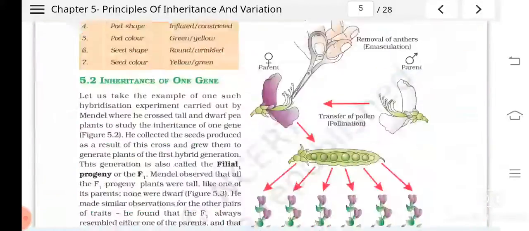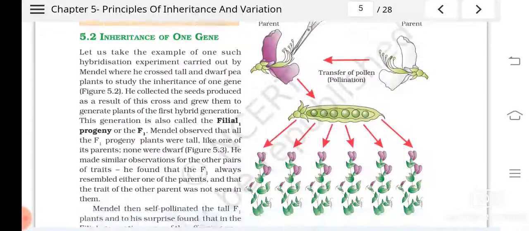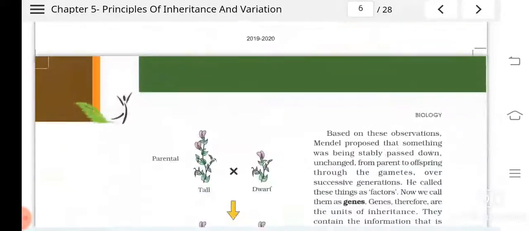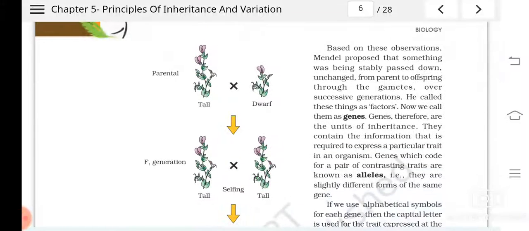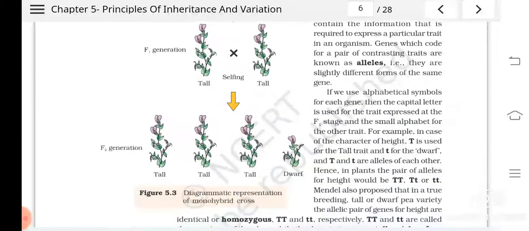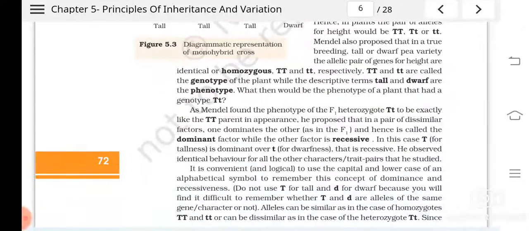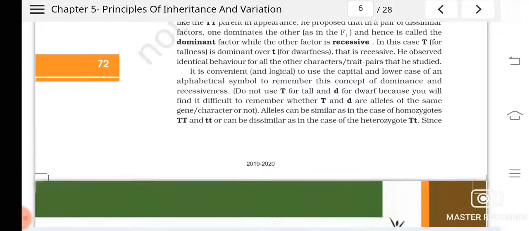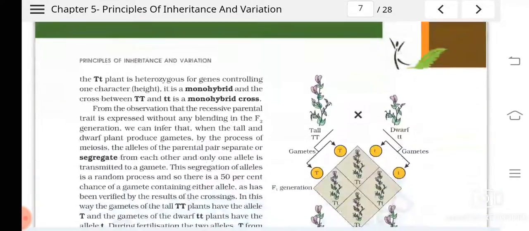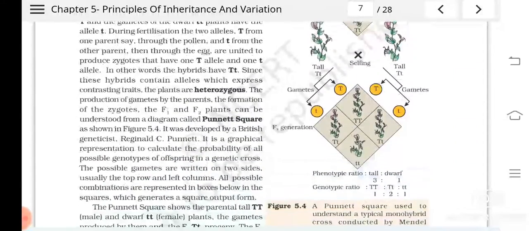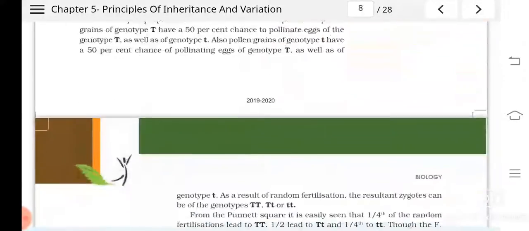Okay, Mendel's law of dominance and law of segregation. And monohybrid cross we have studied, and some terms associated with this cross: genes, alleles, monohybrid cross, dihybrid cross, dominant, recessive. Then F1 generation, heterozygous, Punnett square. So all this you have to remember.